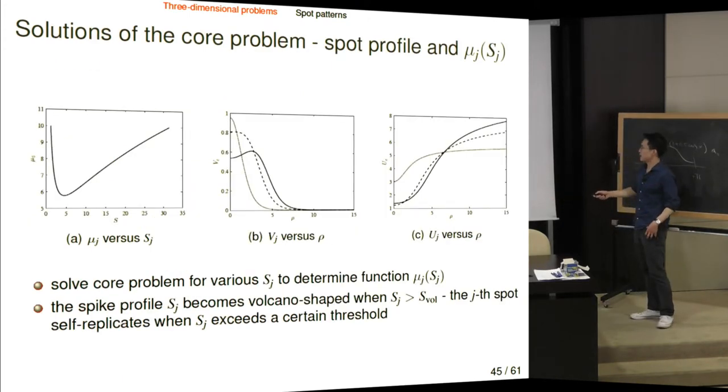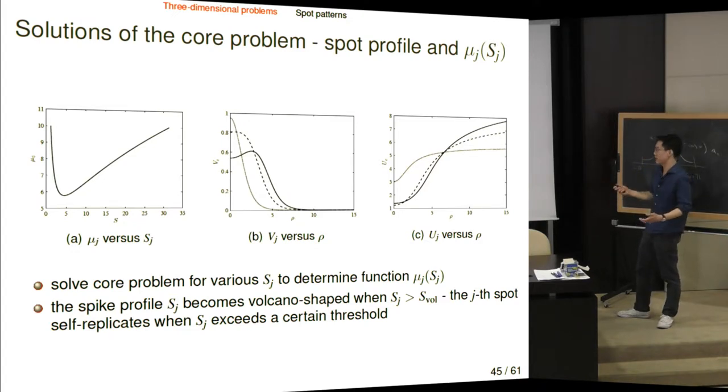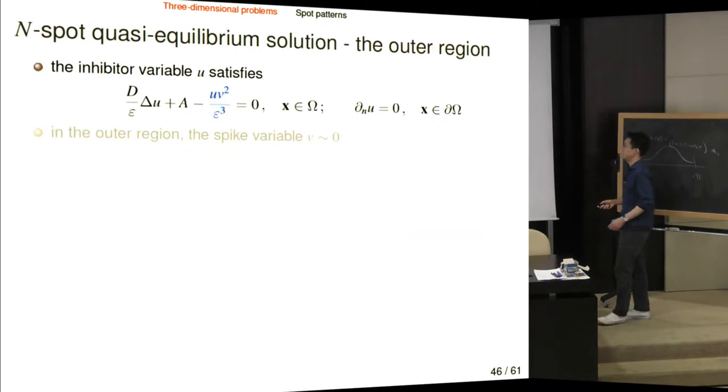I'm not going to say too much here. This is a spot profile. As S gets sufficiently large, you see that there's a dimple. It's kind of a precursor to the splitting event, and I'll show that in a second.